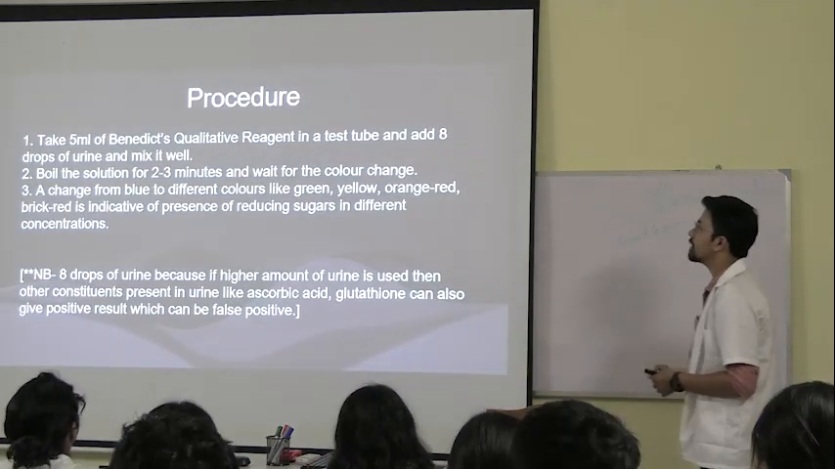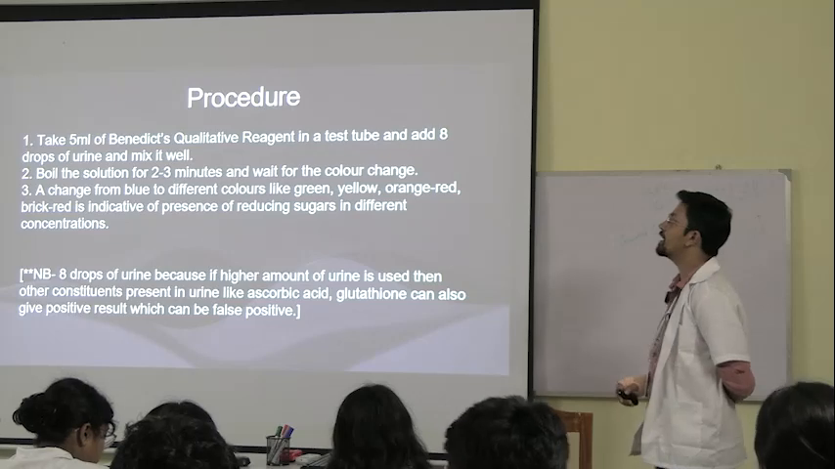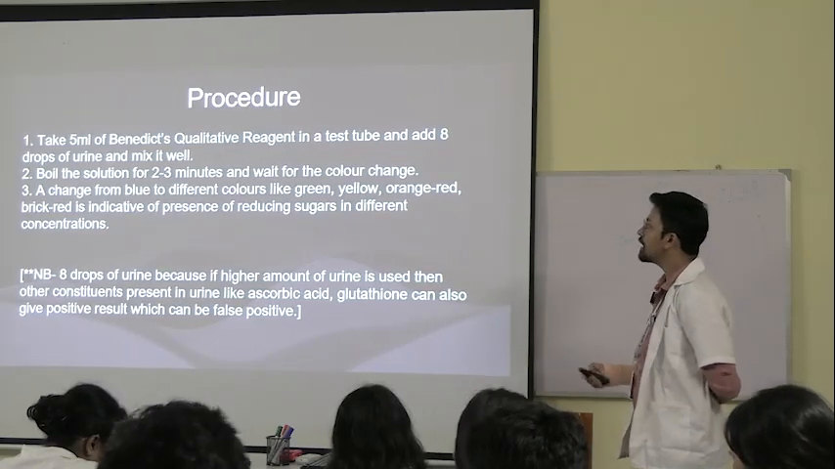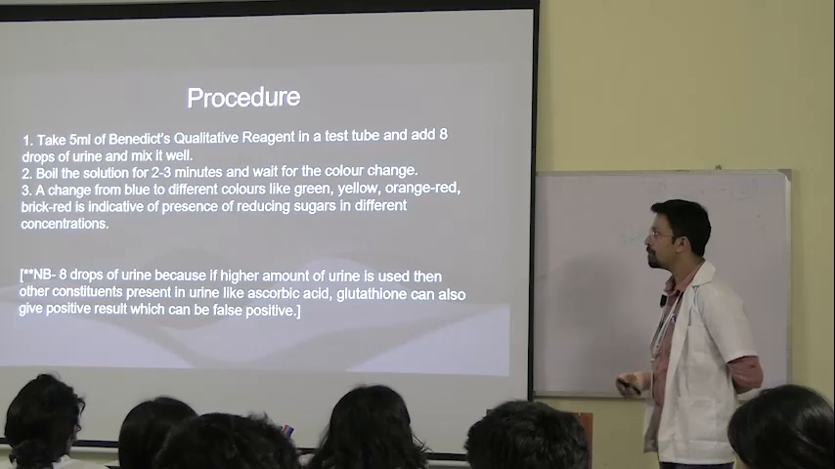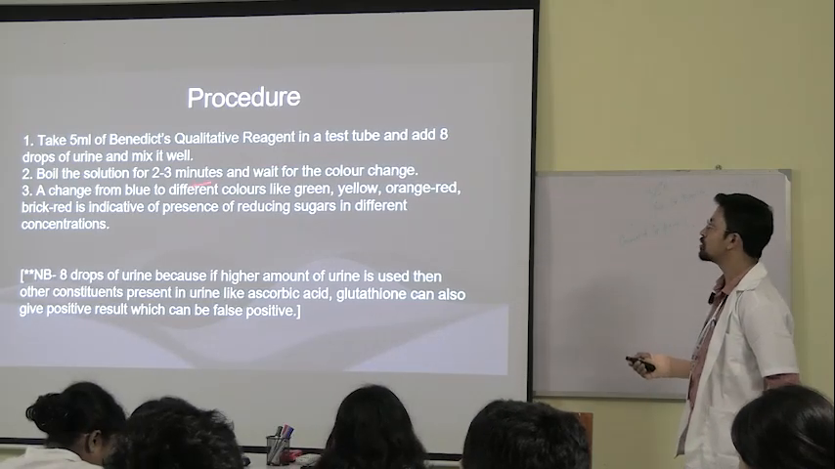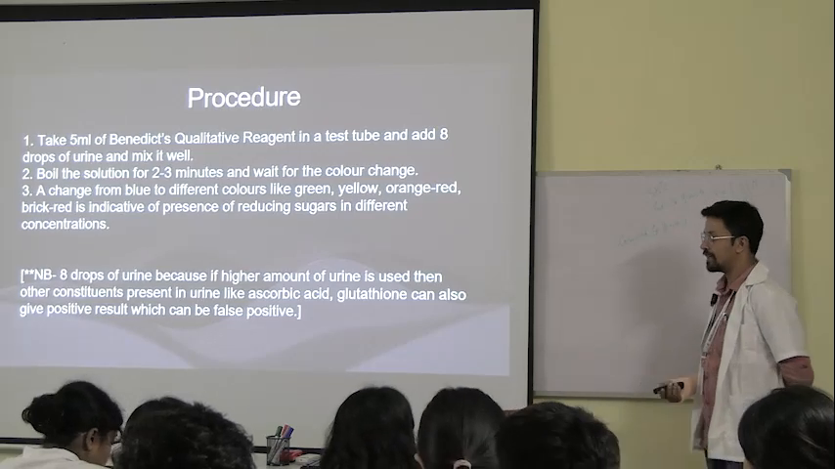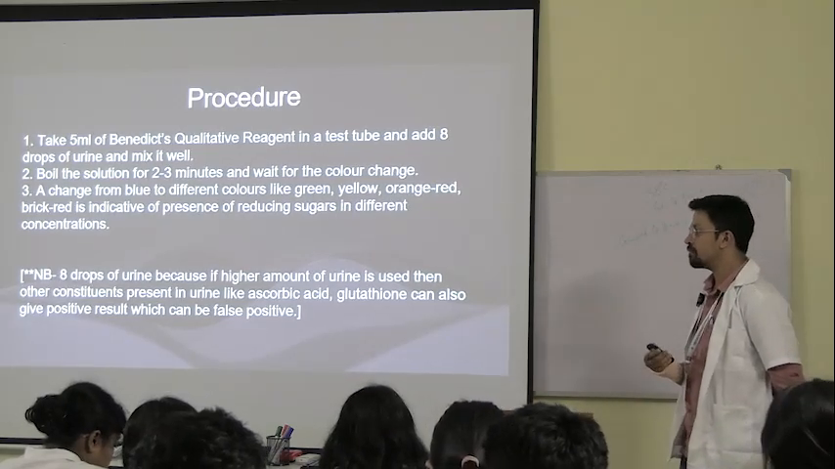Now procedure. What is the procedure? Take 5 ml of Benedict's qualitative reagent in a test tube, add 8 drops of urine and mix it well. Okay? And then boil the solution for 2 to 3 minutes and wait for the color change. See, that's simple. The test is very simple. Just take the Benedict's reagent.